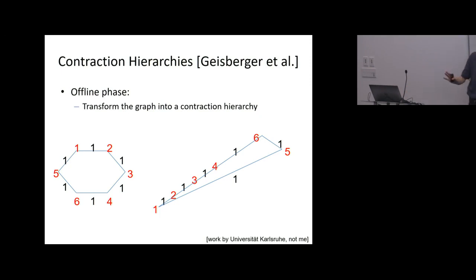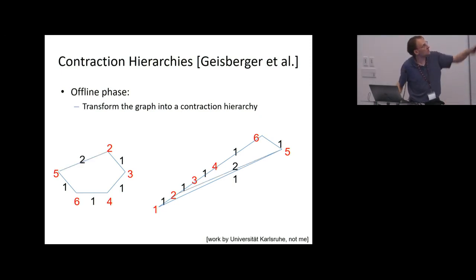I don't want the distances to change. So whenever the distances change, I add edges, shortcut edges, in order to maintain the distances. So in this case here, I need to add an edge between these two of length 2. Now, none of the pairwise distances have changed. Okay, so let's contract the next one, 2 here.